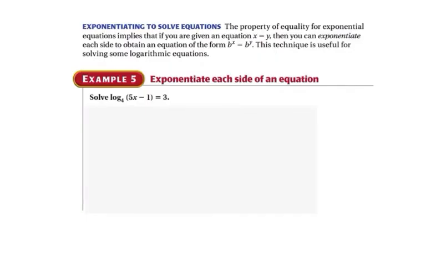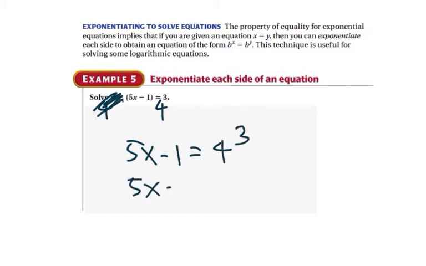In this example, even though you don't have log base 4 on both sides, you can use the power of 4 to cancel out the log. So you can get 5x minus 1 is equal to 4 to the 3rd power. 5x minus 1 is equal to 64. 5x is equal to 65. x is equal to 13.